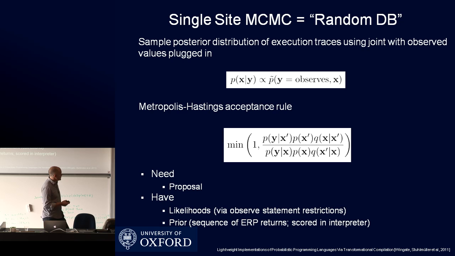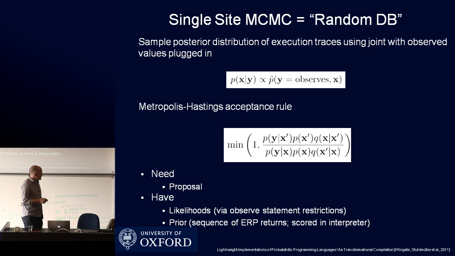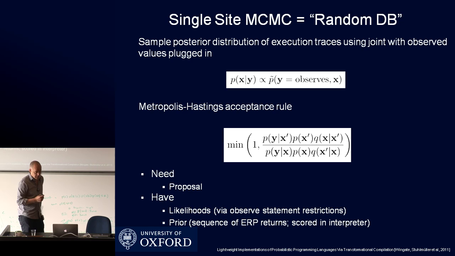Okay, so what we need is a proposal. What we have are the likelihoods. They're the observed statements. It's just the product of all of the observed expressions, right? And the prior is the sequence of all of the elementary random procedure returns.